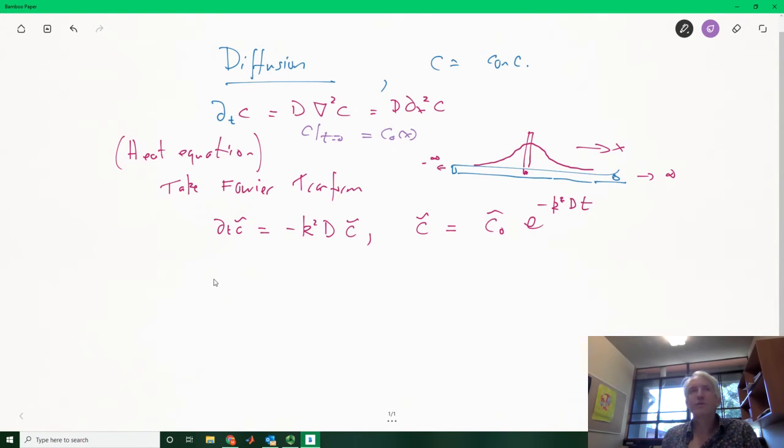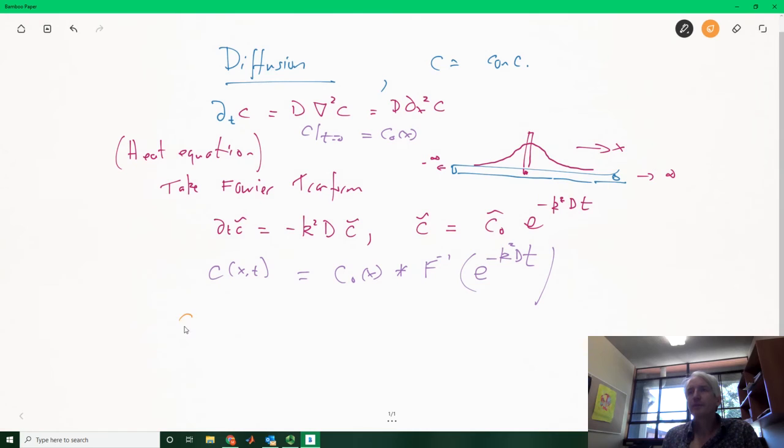So we know that the inverse Fourier transform of a product of two functions is the convolution. So c of x comma t is the convolution of c naught of x, this is the symbol for convolution, with the inverse Fourier transform of e to the minus k squared dt. Okay, and we can look this one up in the table or something like that. So remember that the convolution is the integral. You write that down as well.